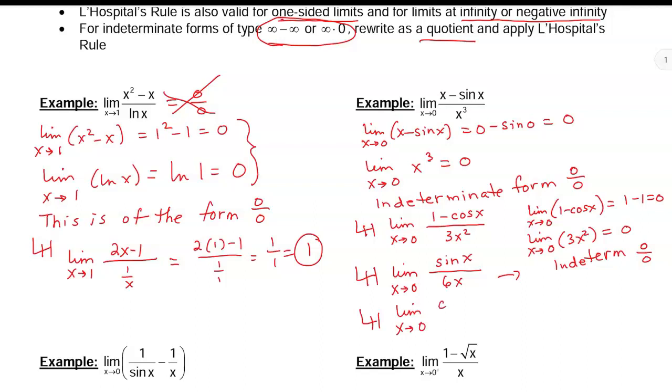The derivative of sine is cosine, and the derivative of 6x is 6. So now the cosine of 0 over 6 is what I have, which is 1 over 6. So for each time, I want to explain that you've arrived at an indeterminate form. And now you know if you apply L'Hopital's and you get an indeterminate form again, you can repeat it.